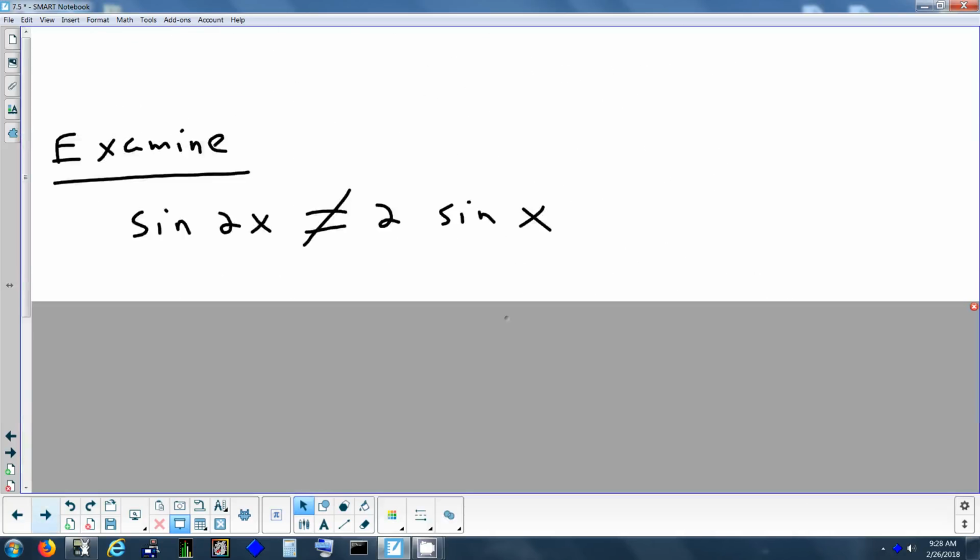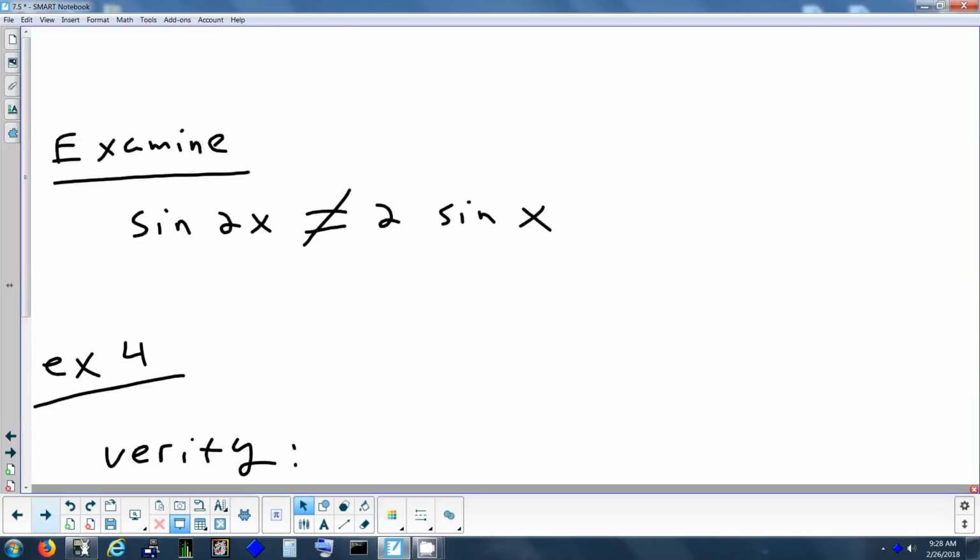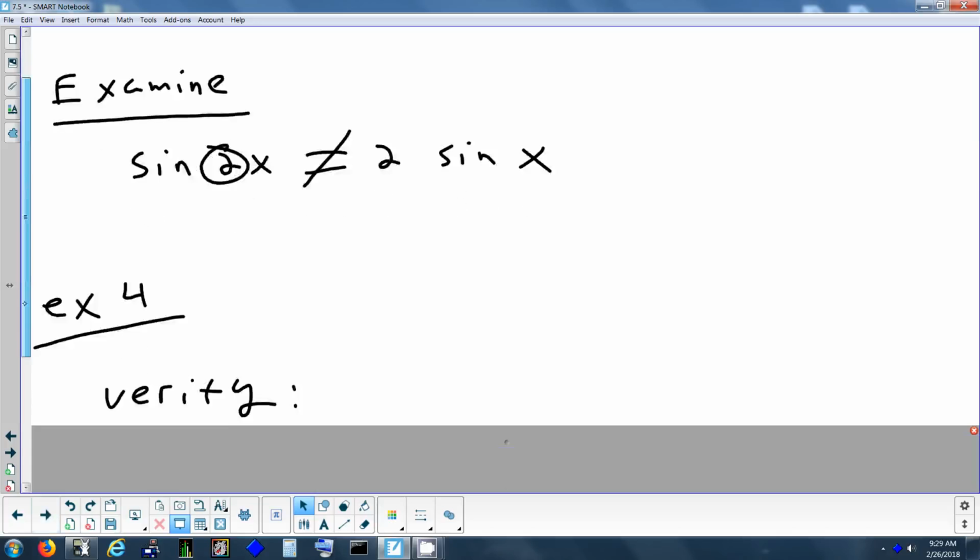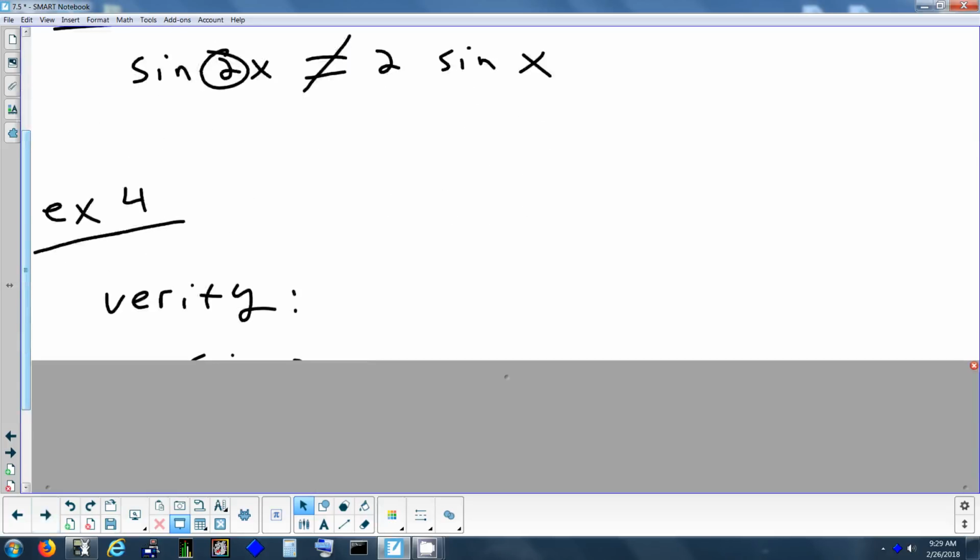If you have a 2 inside or outside, it's totally different. You put it inside, that's a horizontal stretch or compression. Put it outside, that's a vertical one. So I'm not going to graph it, but hopefully you can see those are not the same. So how can you get rid of that 2? When we have trig equations, we don't like to have numbers in the argument. We want it to just be a letter. So you can't just take the 2 and put it out front. That doesn't work. But there is something you can do.